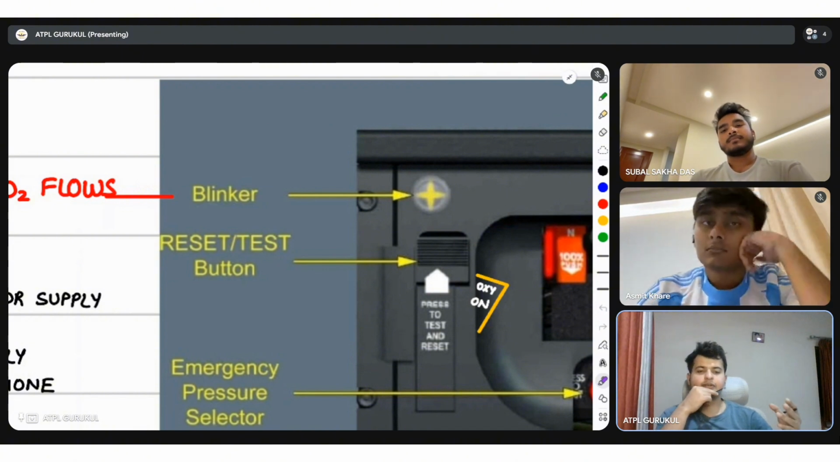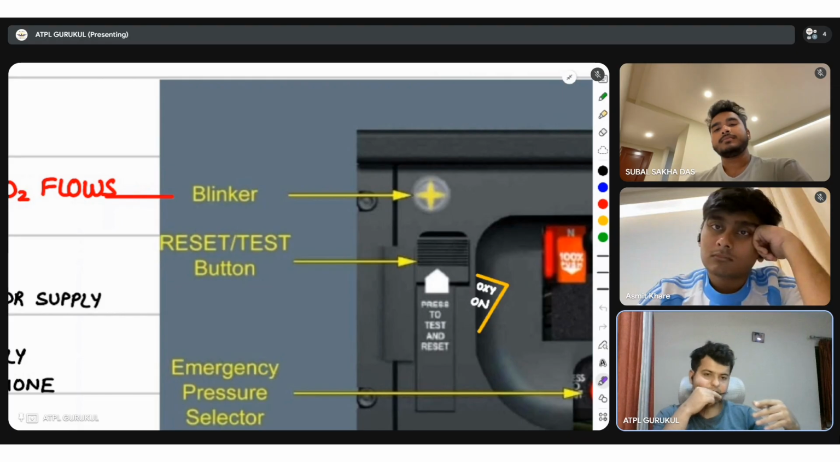When you again take a deep breath, because normally when you pull the oxygen mask down, it works on demand. It will only supply oxygen when you suck in air with your nose.